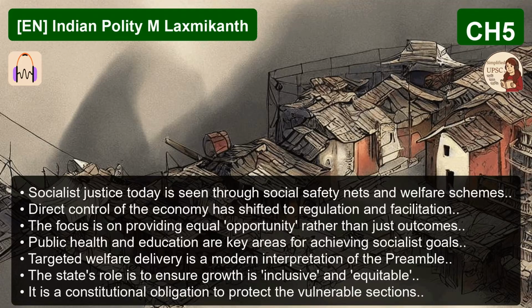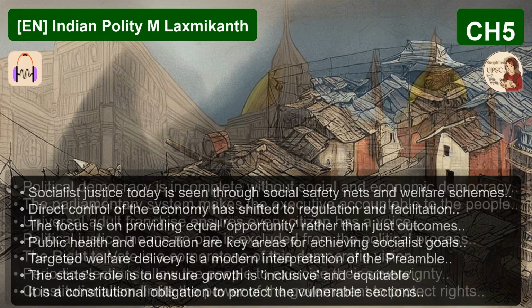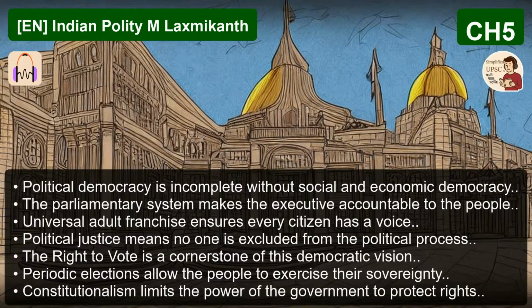Can you give us an example where the preamble is the guiding light for a policy? Sure. Consider legislation concerning environmental protection or tribal rights. Such legislation might not always find direct, explicit sanction in a fundamental right. However, the constitutional commitment to assure the dignity of the individual and secure social justice is broad enough to be interpreted as mandating these things. It's exactly broad enough to be interpreted as mandating a clean environment and equitable control over resources. The preamble guides the interpretation of the DPSPs, like Article 48A, and it broadens the scope of fundamental rights, like the right to life under Article 21, to include these welfare aspects.